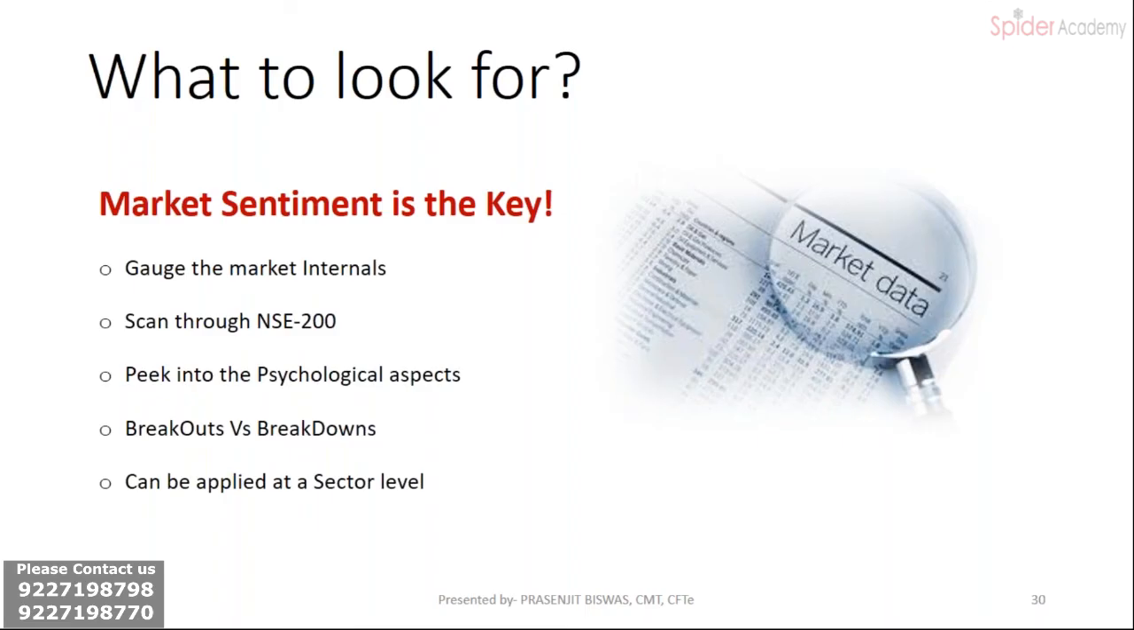What I do is I scan through all the stocks in NSE 200, okay, and I look into the number of trades that I'm getting on the buy side or on the short side. So if there are more trades on the buy side, then I know that market is bullish, and if there are more trades on the short side, then I know it's bearish. And similarly, if there are no trades, na buy na sell, then I know market is not going to do anything, right?